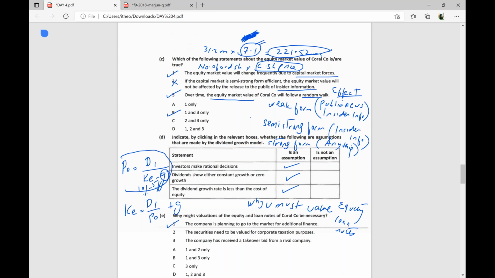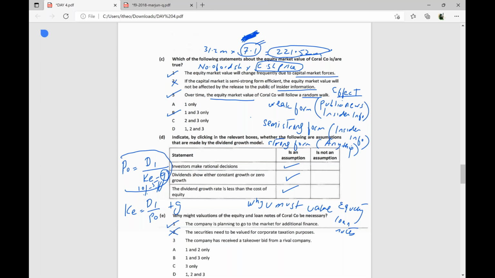For tax purpose. A big wrong. Do you think to calculate taxation, you need to have the value of your company? No, for taxation, you only need profits. You don't need to have the company's value. Like you go to the taxation department, how much is our tax? They say, okay, what is your value? Taxation is never on value. It's on profits. So you don't need to value your equity and loan notes for taxation purpose. This is a big wrong. Two is wrong.